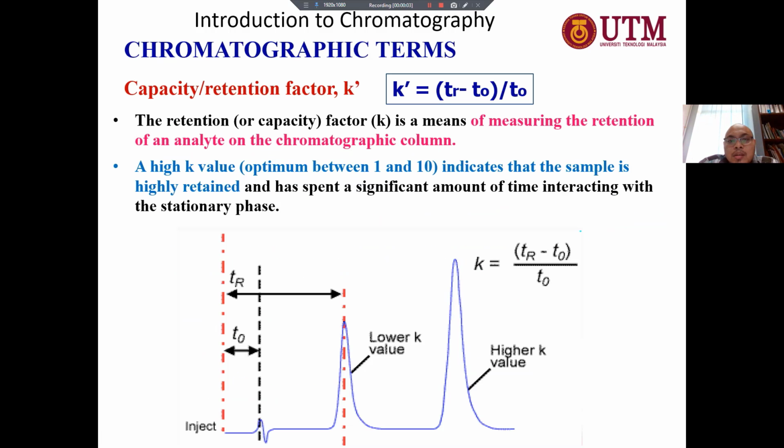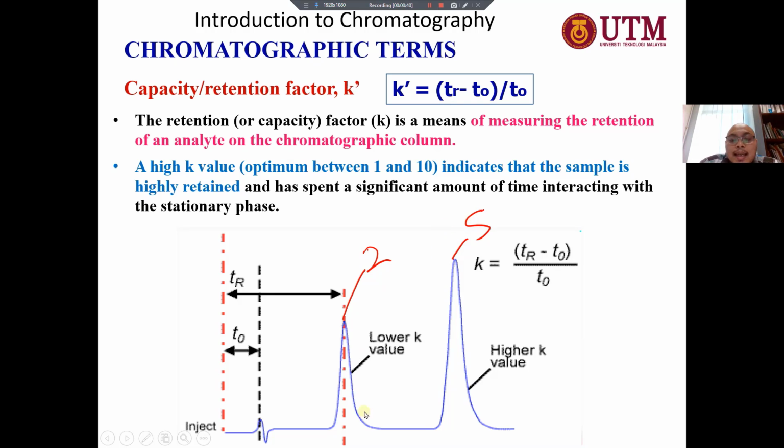The next term we will learn about is the capacity factor. K, or capacity factor, is a means of measuring the retention of an analyte on the chromatographic column. So we want to measure the retention of the analyte in the chromatographic column. A high K value indicates that the sample is highly retained. For example, here maybe the K value is 2, maybe here it is 5.